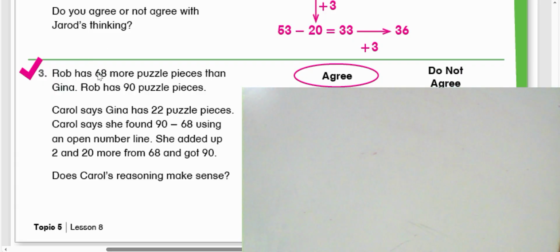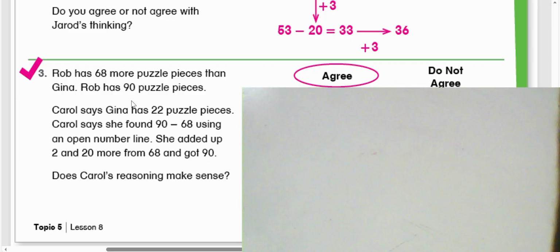Look at here. Rob has 68 more puzzle pieces than Anna. Rob has 90 puzzle pieces. Carlo says Anna has 20 puzzle pieces. Carlo says she found 90 minus 68 using a number line, and she added up 2 and 20 more from 68 to get 90.